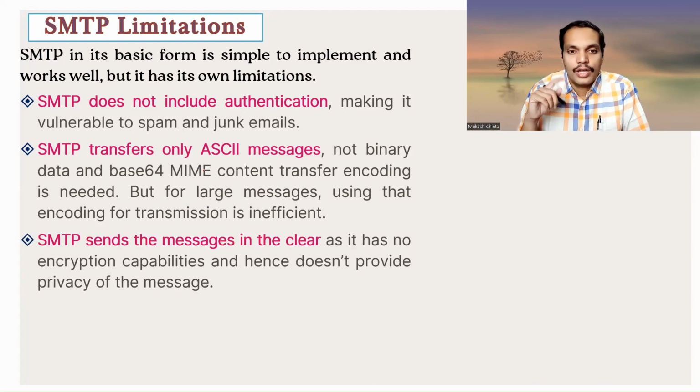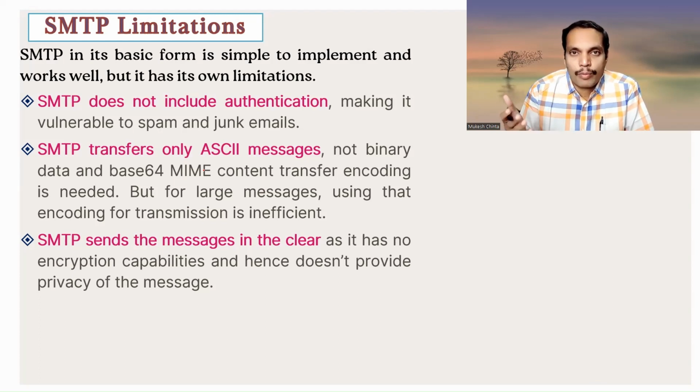The third limitation, SMTP always sends the messages in clear format. There is no encryption used, and automatically there is no privacy that you can provide to the message. You cannot protect your message from an unauthorized third party watching it. So these are some of the primary limitations of SMTP protocol.